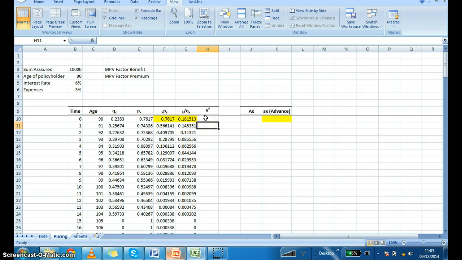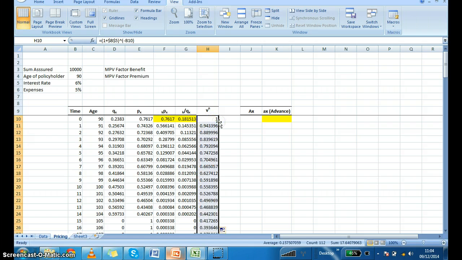and now what we need to do next is determine the discounting factor, which is one of the easiest things to do. It is just equal to 1 plus the interest rate, and because it's only one rate you're applying, put that as a static, raised to the power negative the time at which you're analyzing, and then you just drop it down.